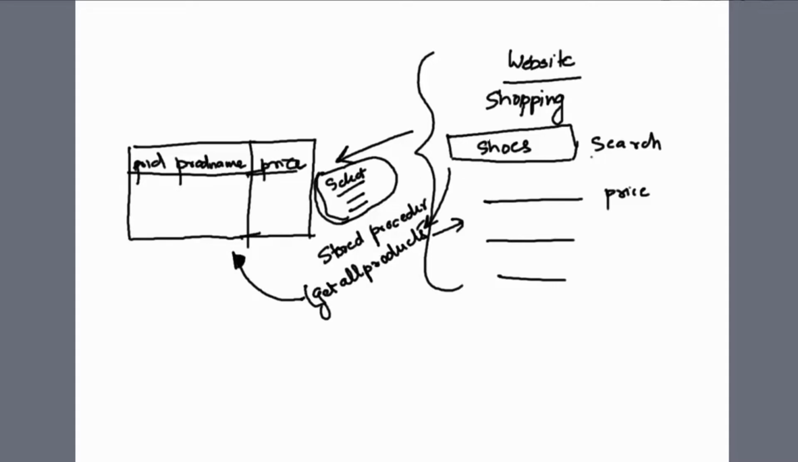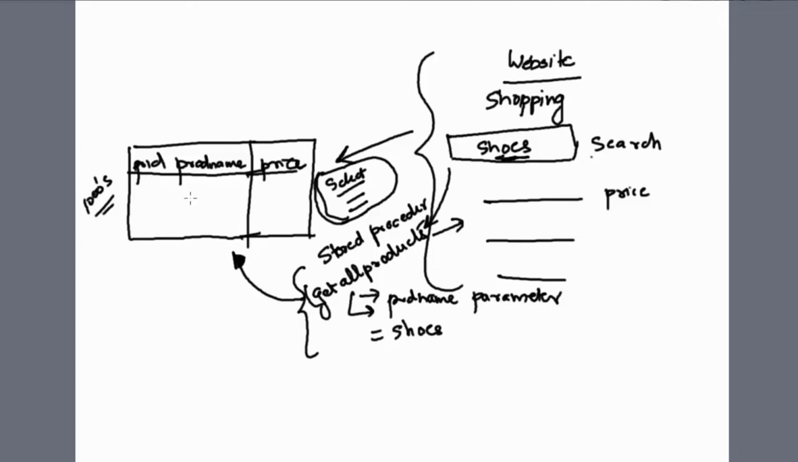Now, a variation. In this case, you actually searched for shoes. So naturally, from this products table, which may have thousands of products, you just want those products which are related to shoes. So I can write a parameter for this. It's called a parameterized stored procedure, where I pass in the product name as the parameter. So what this will do is get all products where product name equals shoes. This is called a parameterized stored procedure.